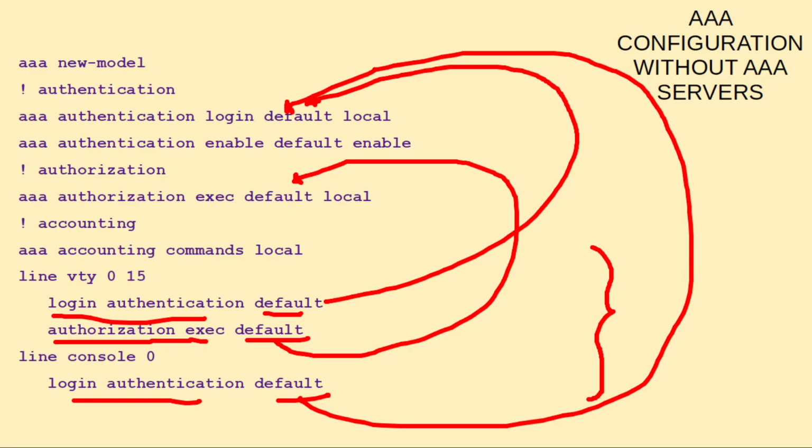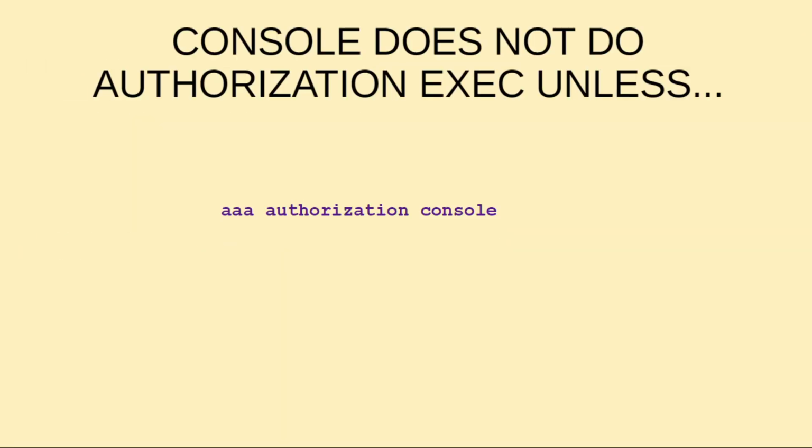Just a note here, authorization is altogether disabled for the console by default, because we want to avoid the remote case where under some circumstances this feature may lock you out from your device. However, if you want to enable authorization for the console, you can use the command AAA authorization console.